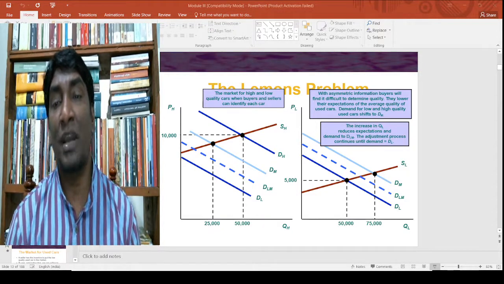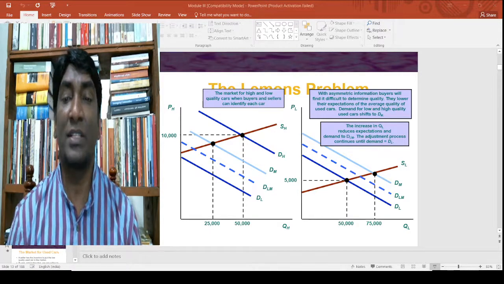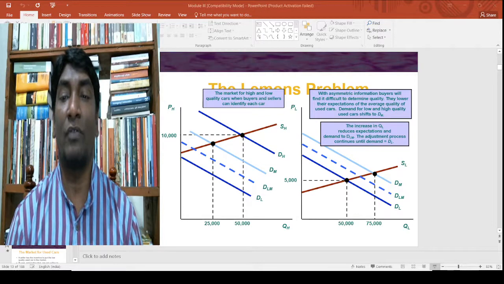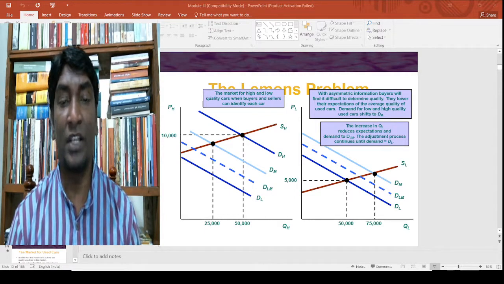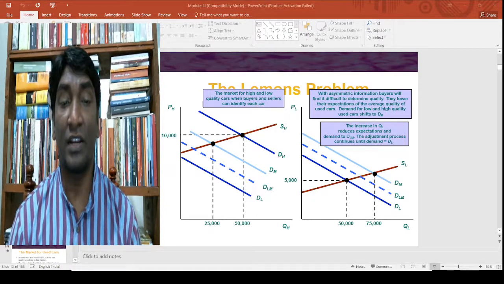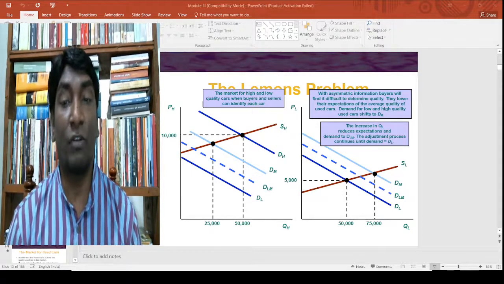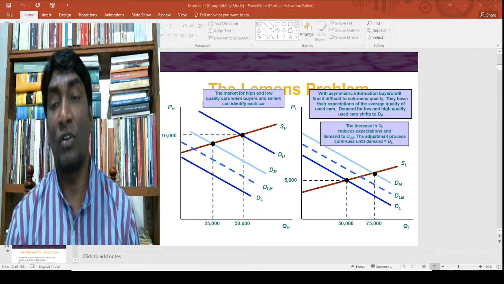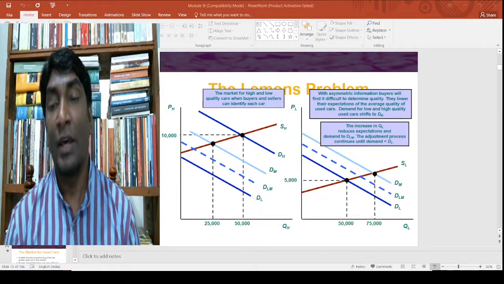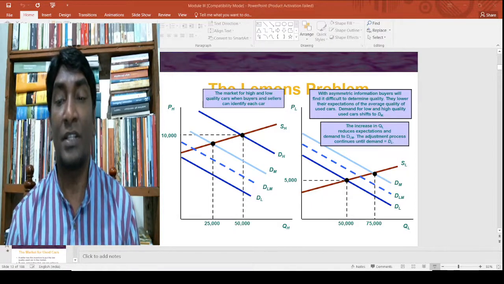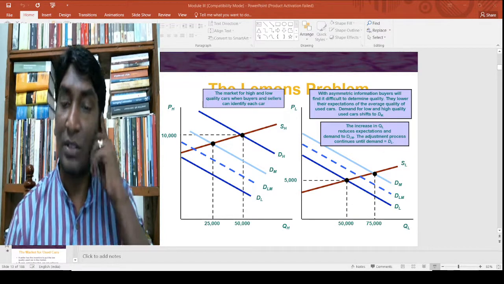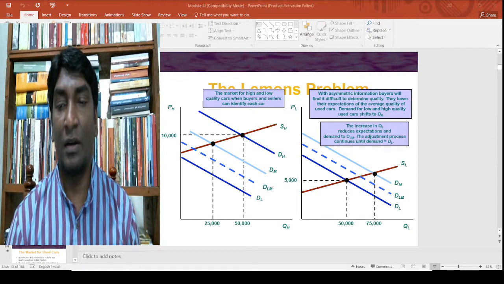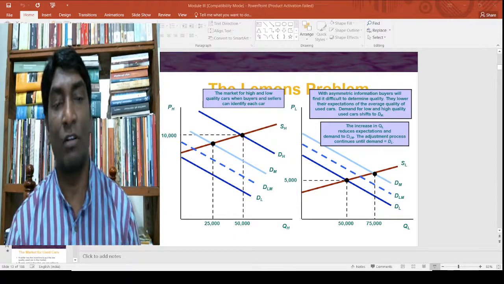With the asymmetry of information, buyers will find it difficult to determine quality, and they lower their expectation of the average quality of used cars. Demand for low and high quality used cars shifts to the demand for the other, that is DM. For example, there is a downward shift. At the same time, low quality cars have an upward shift in their demand curve, because people are not actually aware of this fact, and the increase in the quantity of low quality, QL, reduces expectation and demand of DLM. The adjustment process continues until the demand gets equal to DL. So this is the kind of setting which Akerlof is trying to make.